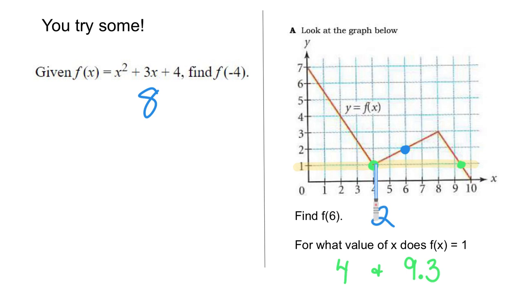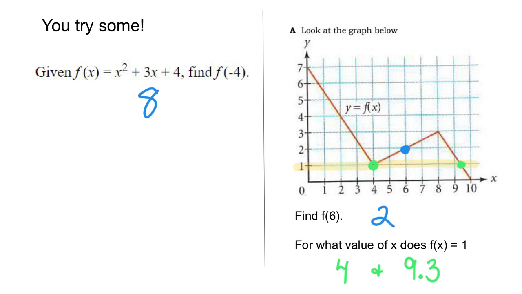So this point at 4, and also, and most people forgot this one, this point down here at about 9.3, and I'm kind of estimating that, but it's pretty close to 9.25, 9.3, something along those lines. A little bit more than 9, but not as much as 10. So if there's 2, you got to give both. Make sure you look for situations like that.